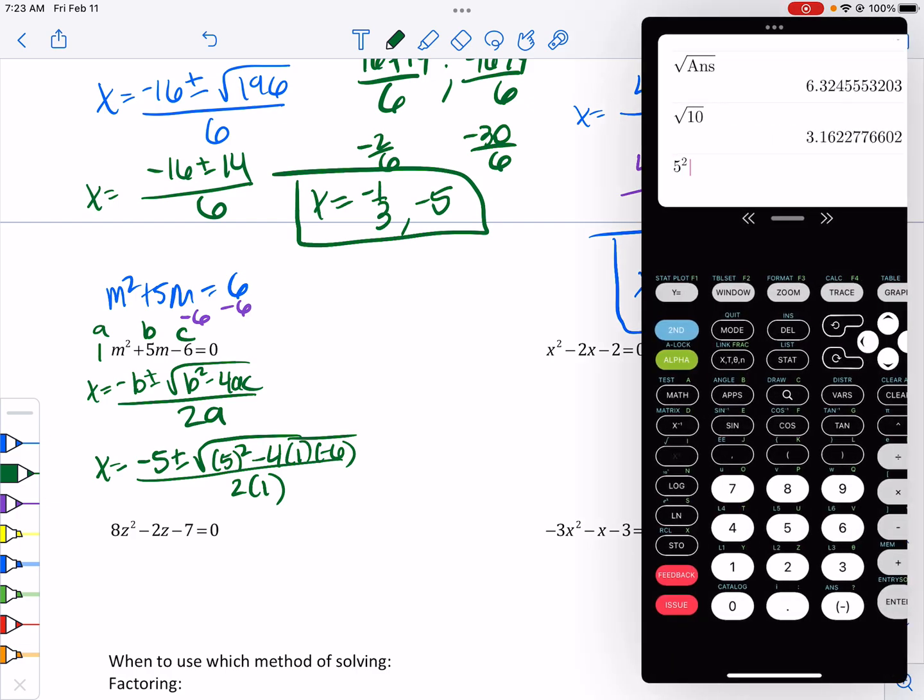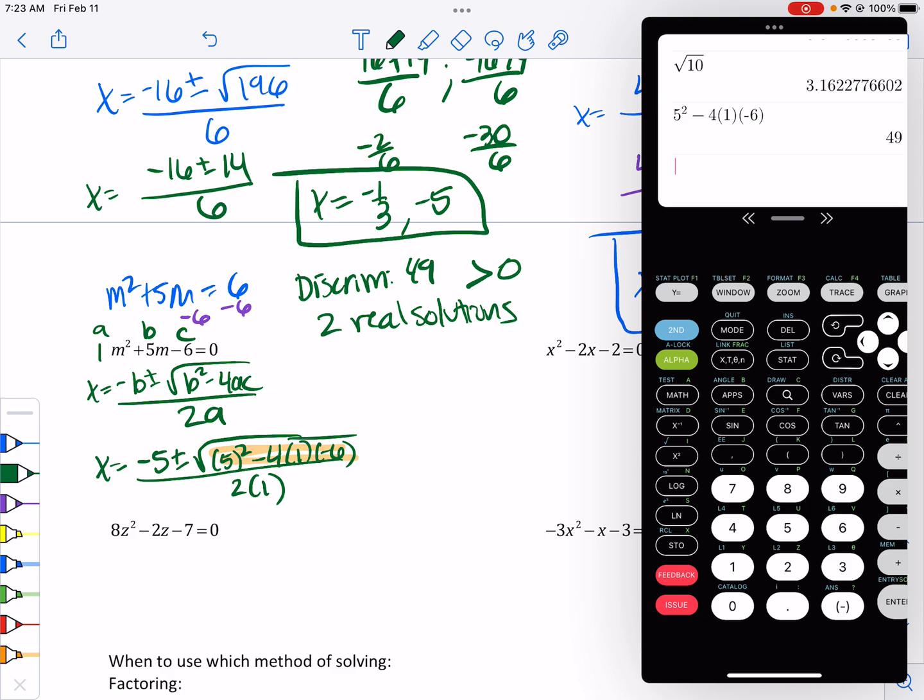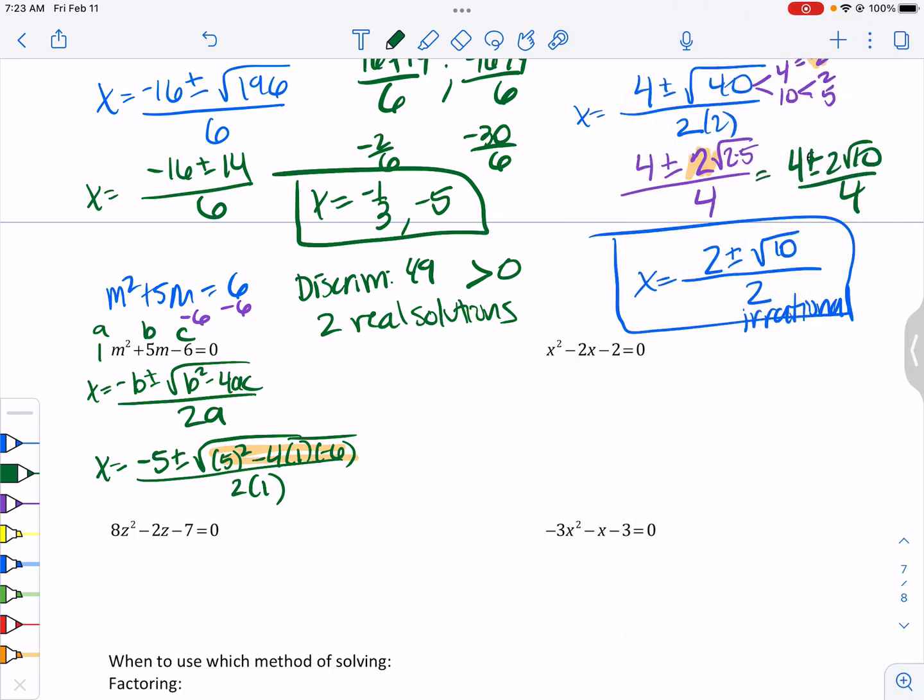So I can use the 5 squared minus 4 times 1 times -6, which gives us 49. So our discriminant here is 49, which means that it's greater than 0. So there's going to be 2 real solutions. So we're going to have -5 plus or minus the square root of 49 all over 2 times 1, which is 2. So -5 plus or minus 7, since 49 is a perfect square, all over 2.